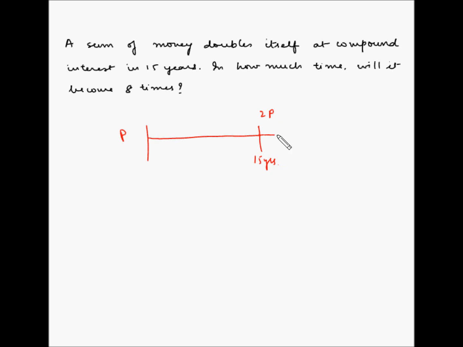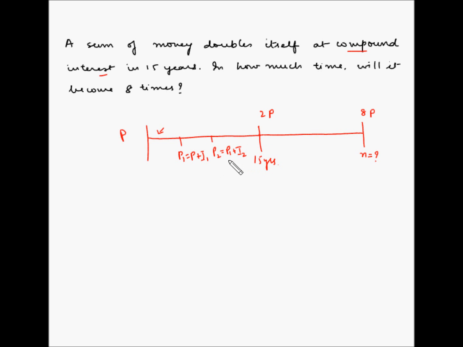So now we have to find out in how many years it becomes 8 times the original amount, which is 8P. Now this is again compound interest. So the principal at the beginning of the second year will be the original principal P plus the interest gained for this first year, so I1. Similarly for the second year, the principal will become P1 plus the interest for the second year, which is I2, and so on.